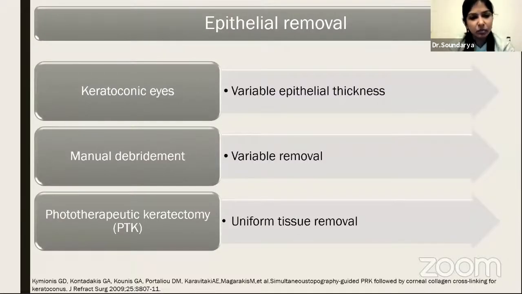When coming to epithelial removal, we all know that keratoconic eyes have variable epithelial thickness, thinner over the apex and thicker over the base. So when we do a manual debridement, it causes a variable amount of removal of epithelium. What we have measured preoperatively, the surface is going to look totally different from what we are going to be treating following the epithelial removal. So keeping that in mind, a PTK may have a better role because it removes the epithelium uniformly throughout. Whatever surface we are left with is going to mimic more closely the preoperative surface that we planned with.